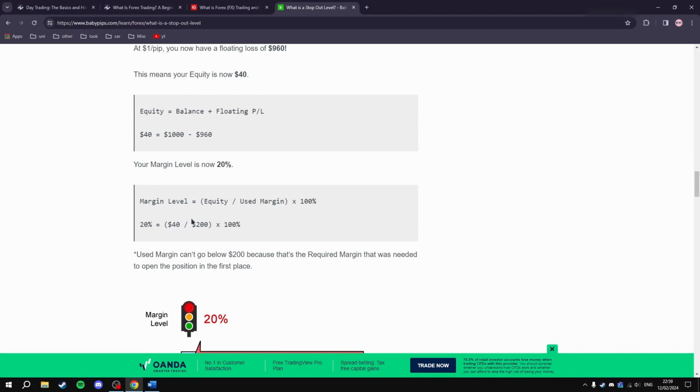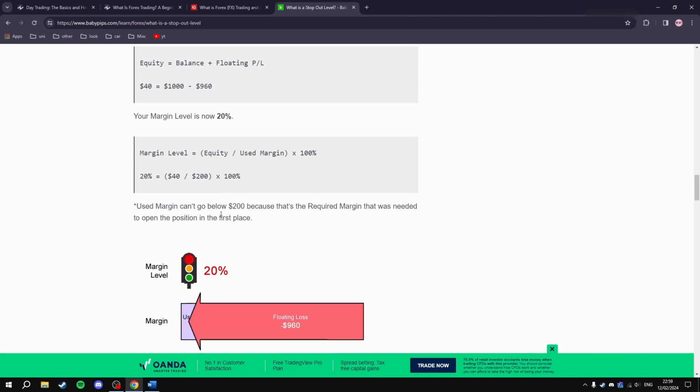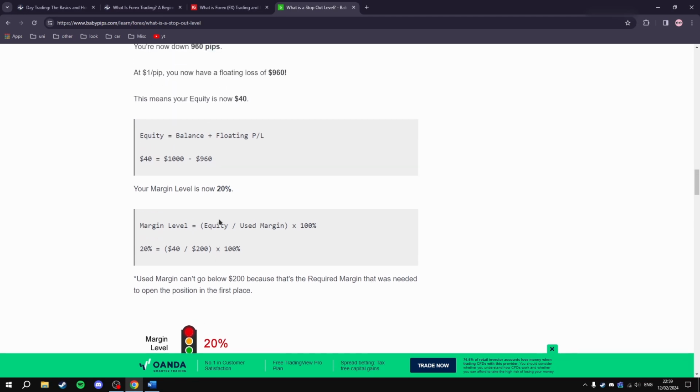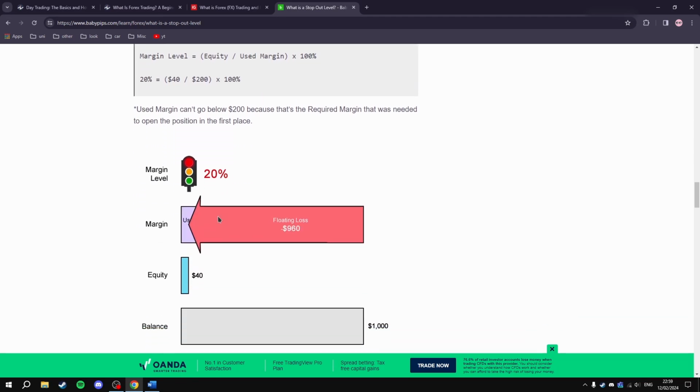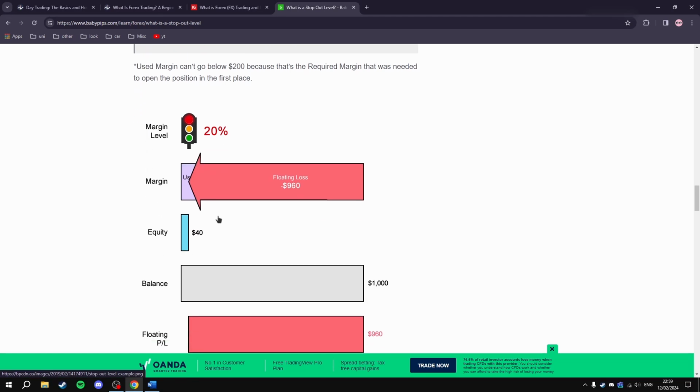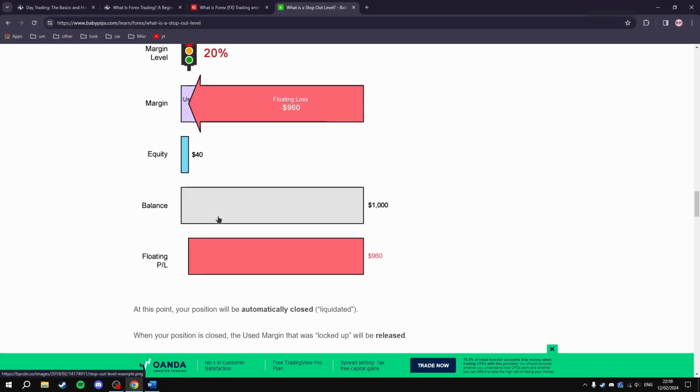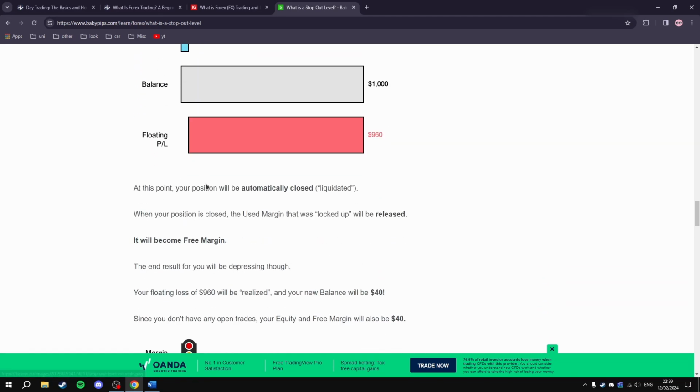Because margin level is equity, which is 40, divided by used margin, which is 200, times 100%, which is 20%. Used margin cannot go below $200 because that's the required margin that was needed to open the position in the first place. So 20%. At this point, your position will be automatically closed, liquidated.